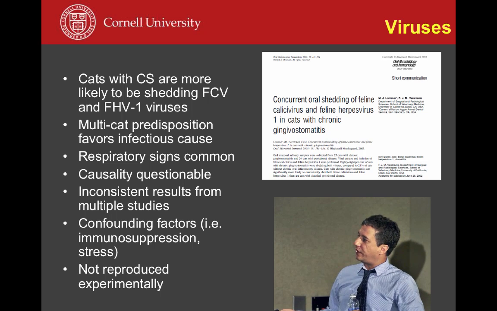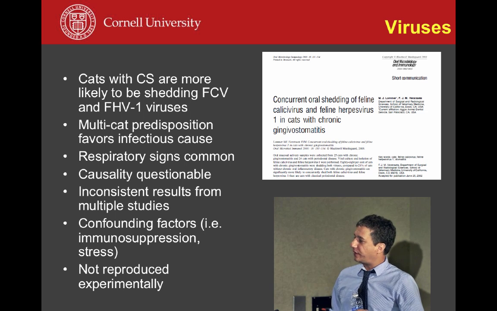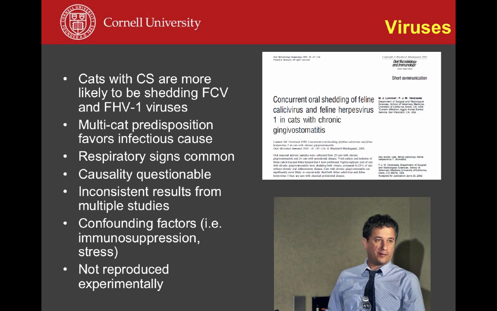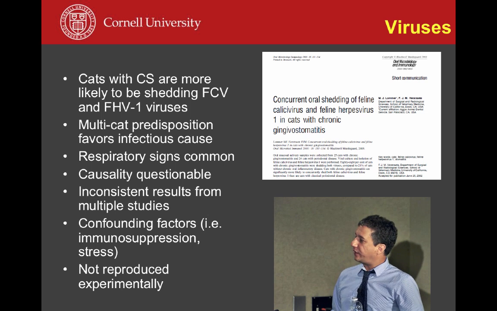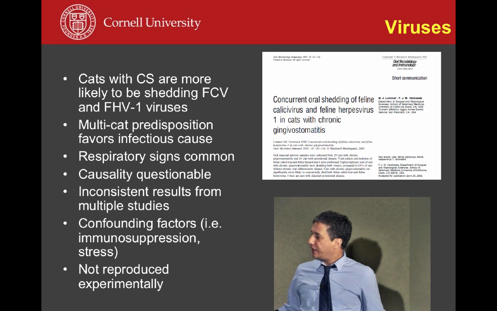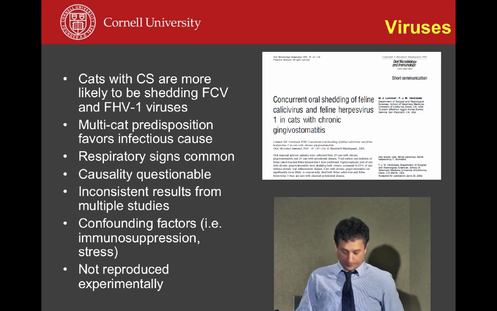The things that disfavor this thought of involvement of the viruses are, first, that the results are not consistent among studies, at least in regards to the numbers. There are possible confounding factors, like many of the cats included in the studies have gone through immunosuppressive therapy, steroids mostly, or live under stressful conditions, which can indirectly lead to activation or shedding of viruses which may or may not be related to the disease. And it has never been possible to reproduce the disease using these viruses experimentally.